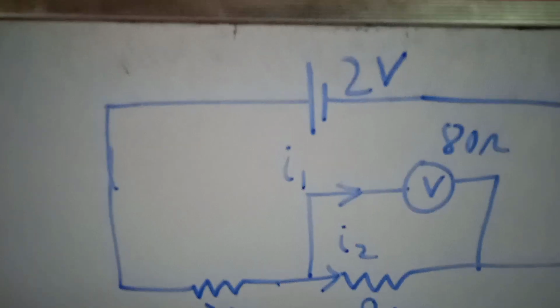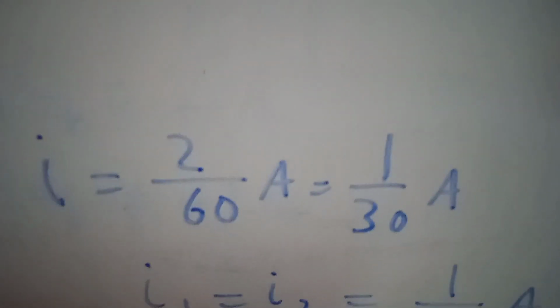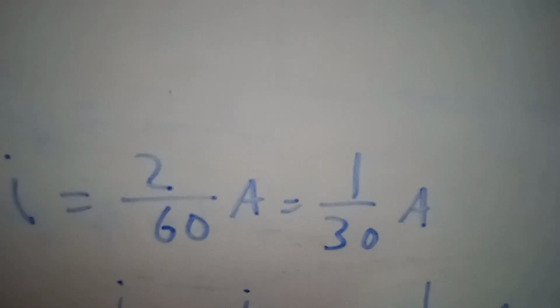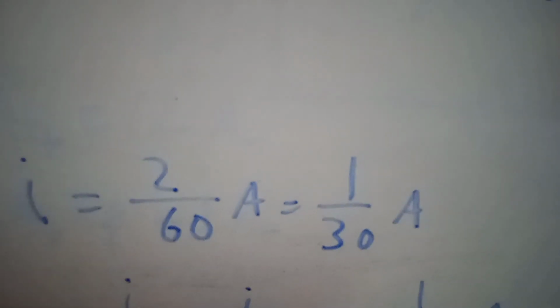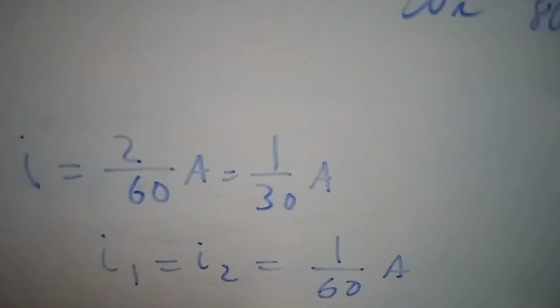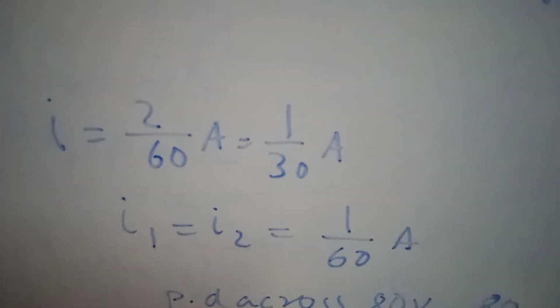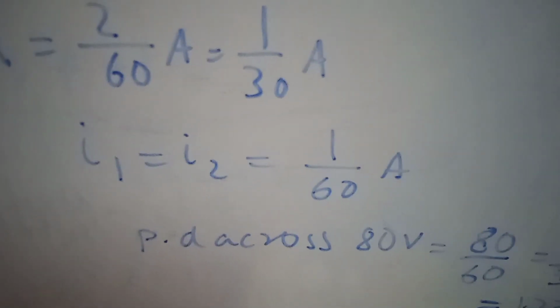So what is the current flowing through the circuit? I is given here by 2 divided by 60, which is equal to 1 by 30 amps. Now here you can see both I1 and I2 are given. Since the resistances are the same, both currents have to be equal. So I1 equals I2 equals 1 by 60, as the total is 1 by 30. So I1 equals I2 equals 1 by 60 amps.